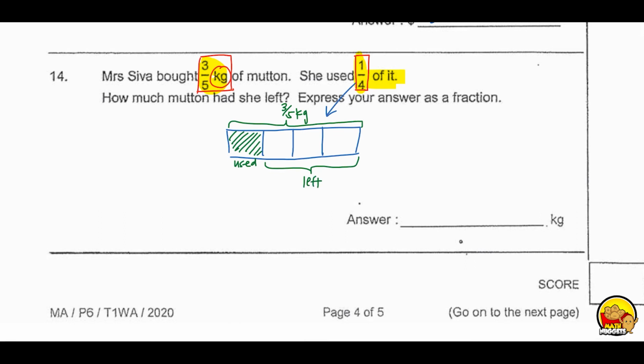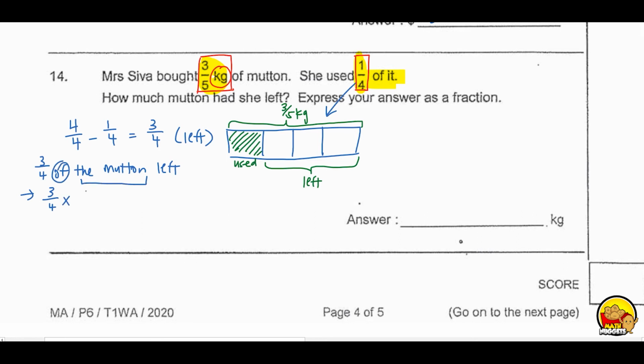So there are 2 ways of doing this. Now we know that she used 1/4, so 1 whole take away 1/4, we know that she had 3/4 left. So she had 3/4 of the mutton left. So 3/4 times the mutton would be 3/5 kg. So if we do this, we get 9 out of 20 kg.